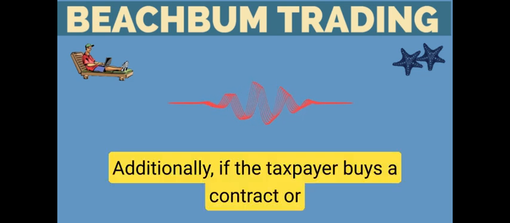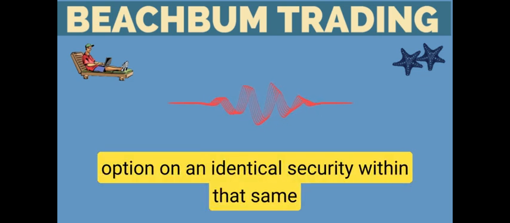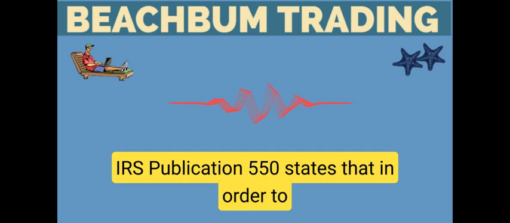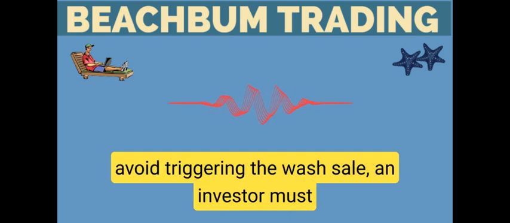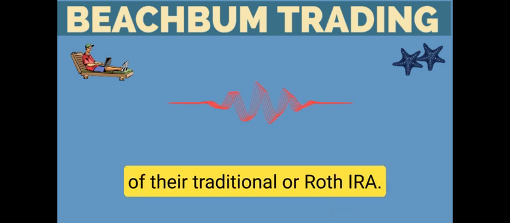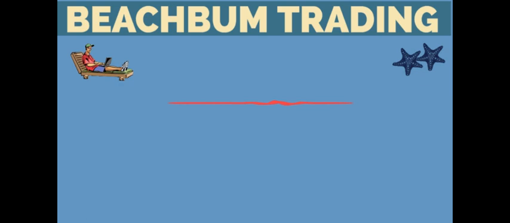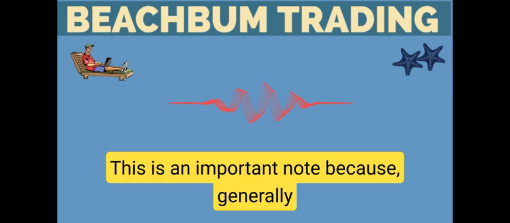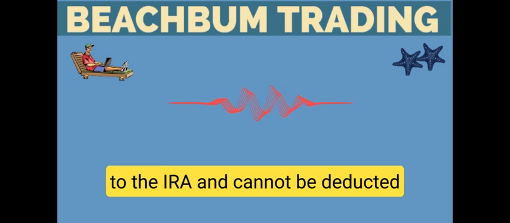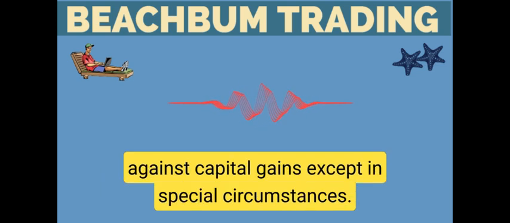Additionally, if the taxpayer buys a contract or option on an identical security within that same period, then their loss will not be deductible. IRS Publication 550 states that, in order to avoid triggering the wash sale, an investor must also avoid buying a substantially identical position inside of their traditional or Roth IRA. This is an important note because, generally speaking, losses within an IRA are confined to the IRA and cannot be deducted against capital gains, except in special circumstances.